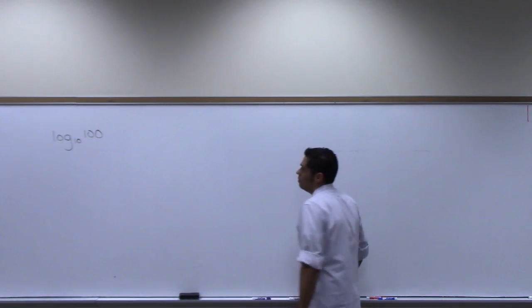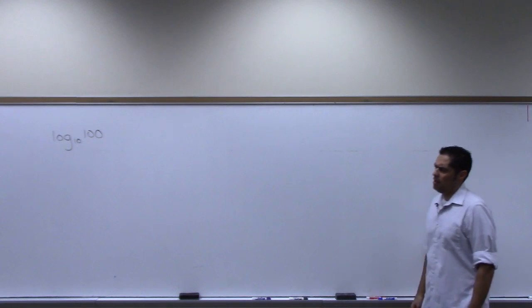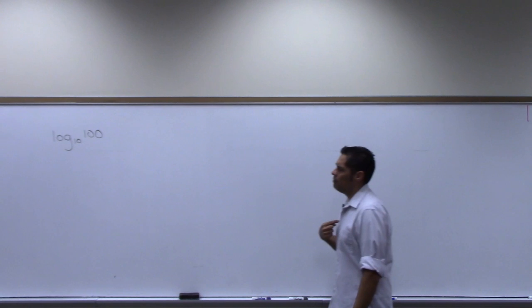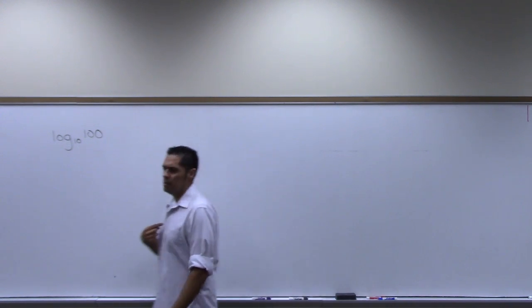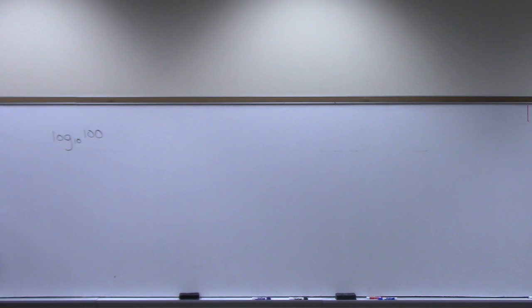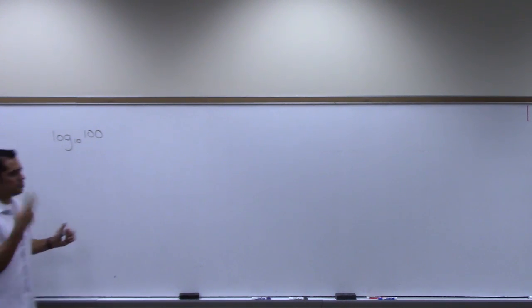2? I thought it was 10, no? If I think that's 10, what mistake am I making? I'm thinking 10 times 10 is 100. That's not what this is asking, right? This is saying 10 to what power is 100? So 10 squared. So 2.